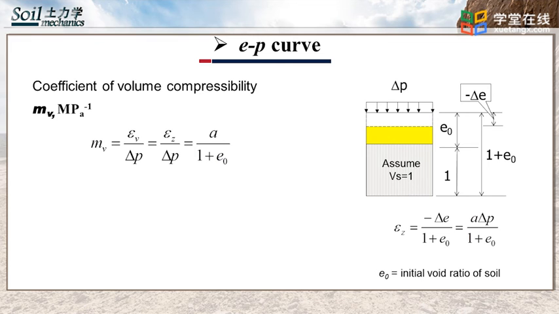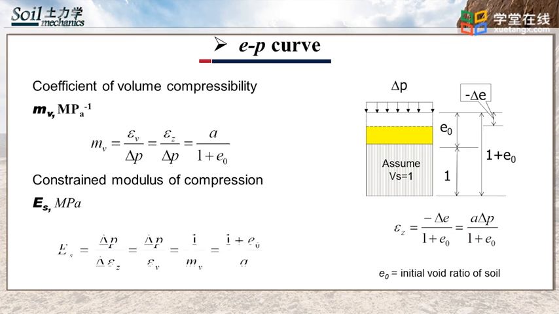According to the definition of coefficient of compression alpha, we can get the relationship between alpha and mv. The value of mv for a given soil is not constant, but depends on the stress range over which it's calculated. Moreover, we can define constraint modulus of compression, Es, based on e-p curve. Es represents the ratio of vertical stress to vertical strain. Under zero lateral strain condition, according to the basic relationship, Es can be expressed in coefficient of volume compressibility mv. It's clear that constraint modulus of compression Es is the reciprocal of coefficient of volume compressibility mv. So, the unit of Es is the pressure. The value of Es reflects the capability of the soil resisting against compressive deformation under one-dimensional compression.